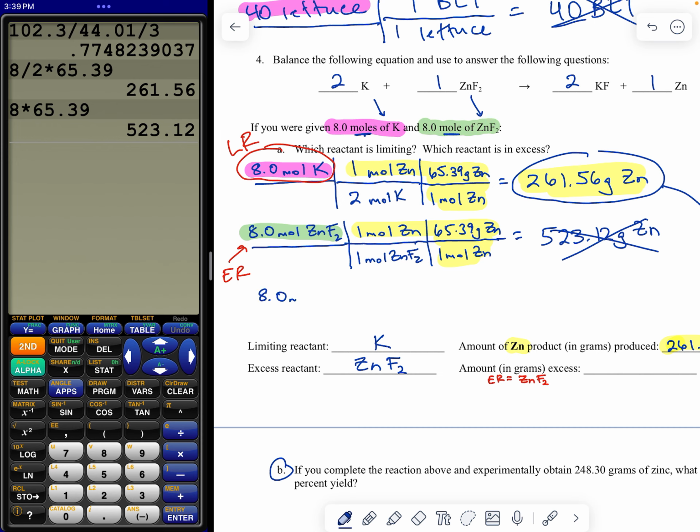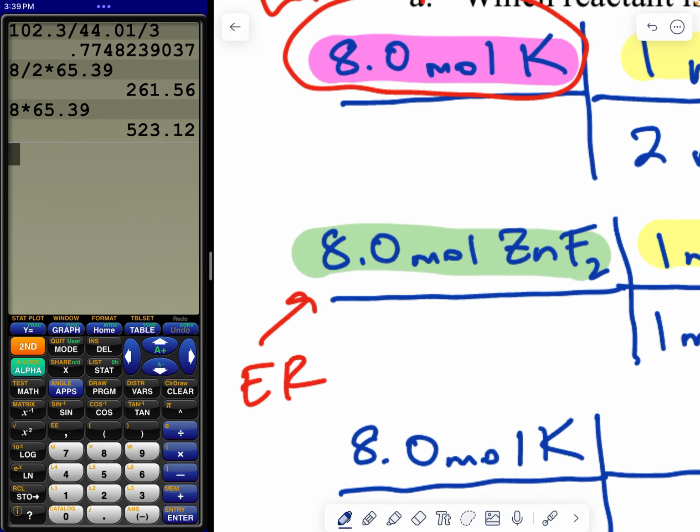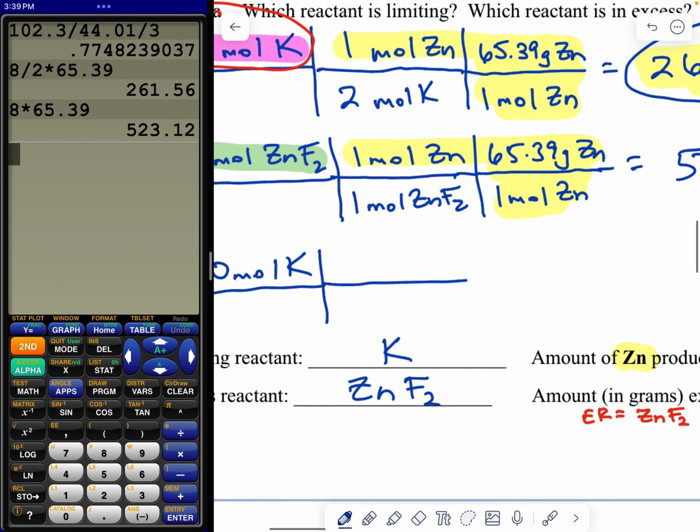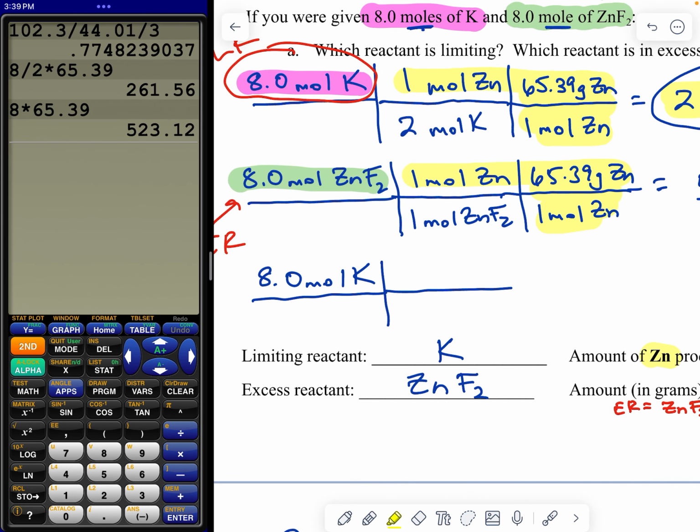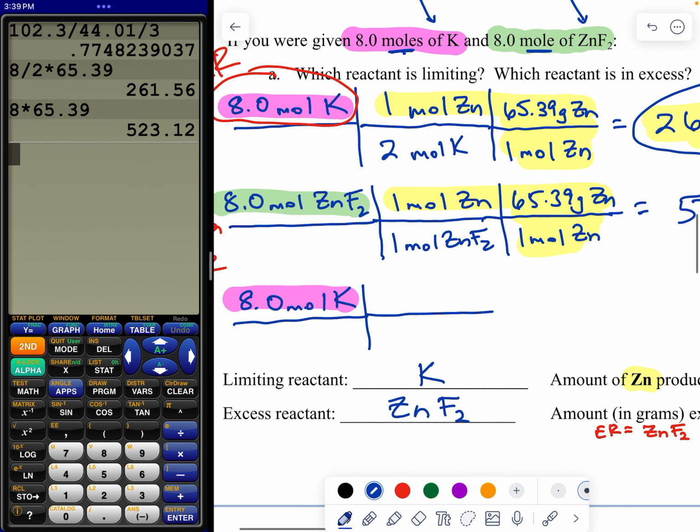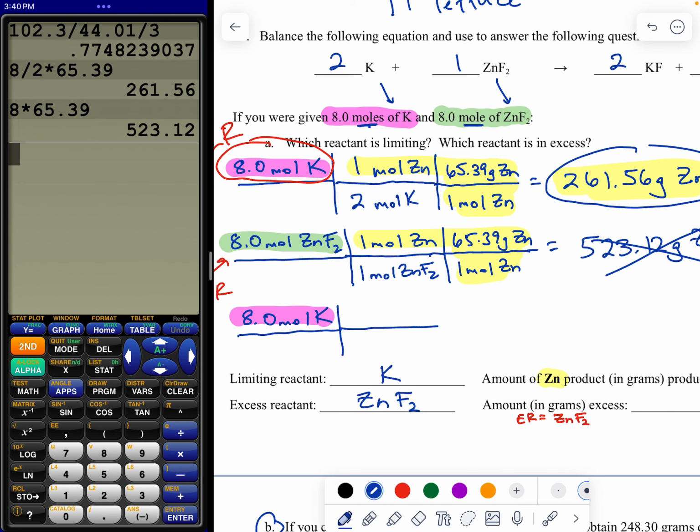So I'm going to take the 8 moles of potassium, and I am going to figure out how much of that other reactant I need to be able to react. Since this is in excess, I don't need 8 moles of it. That's too much. So using my K, my limiting reactant, I'm going to use stoichiometry to figure out just exactly how much of that zinc fluoride I need. So I say, all right, I have 2 moles of potassium for every 1 mole of zinc fluoride.